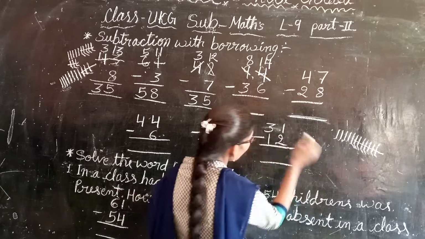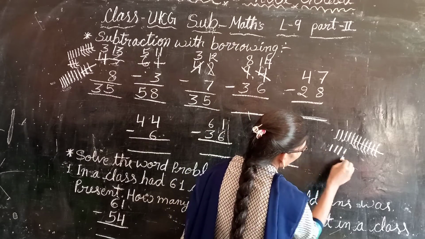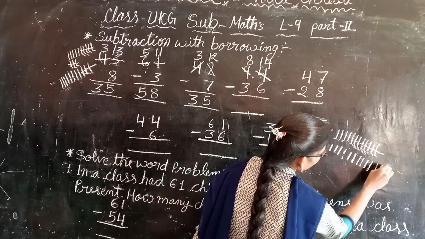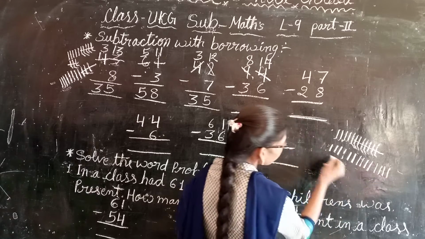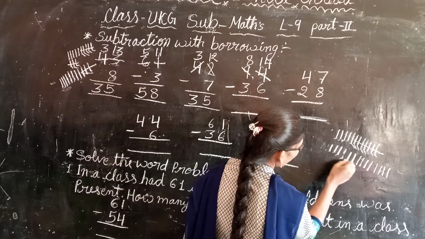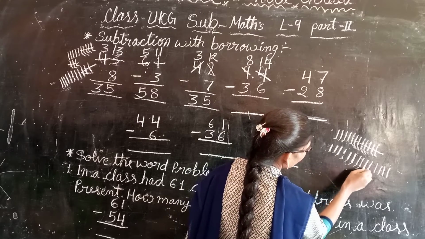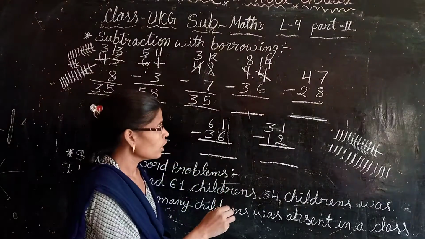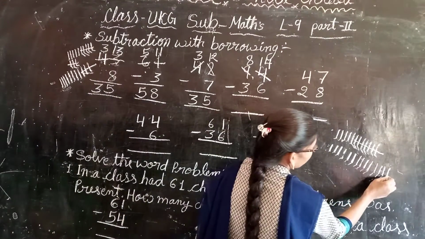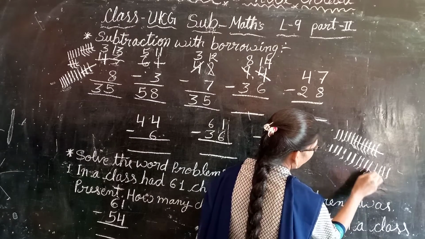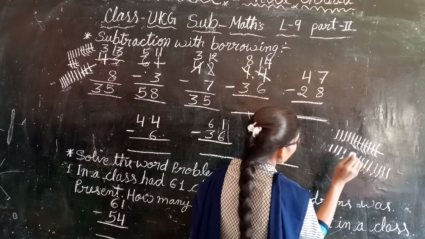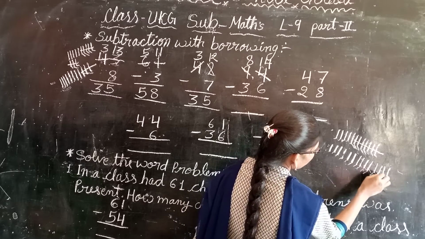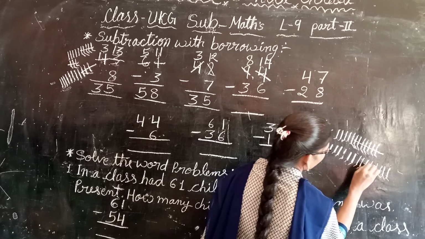So make lines again, 14 lines: 1, 2, 3, 4, 5, 6, 7, 8, 9, 10, 11, 12, 13, 14. Once more we count: 1, 2, 3, 4, 5, 6, 7, 8, 9, 10, 11, 12, 13, 14. Out of 14, we have to cut 6 lines. 1, 2, 3, 4, 5, 6 lines we have to cut.